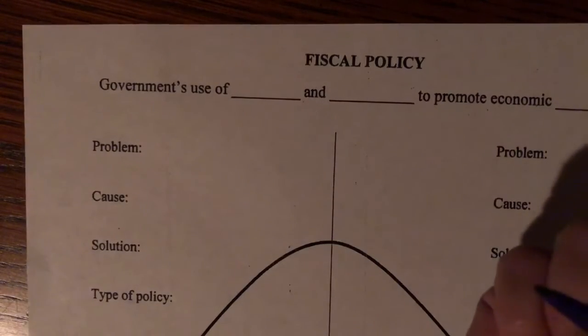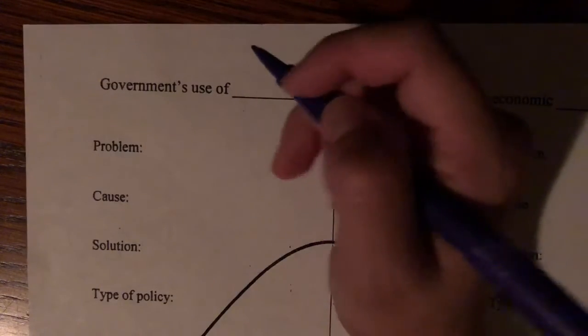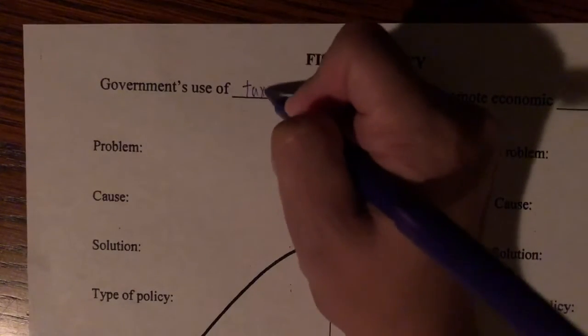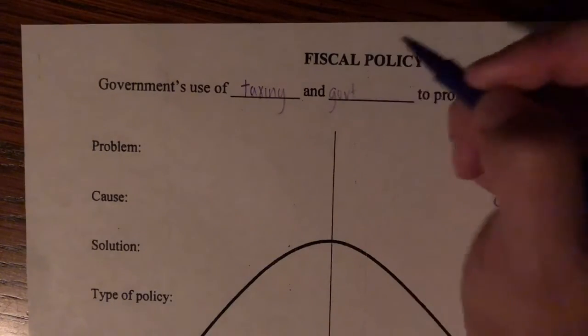So fiscal policy, which we saw from John Maynard Keynes, is the idea that the government uses taxing and government spending.